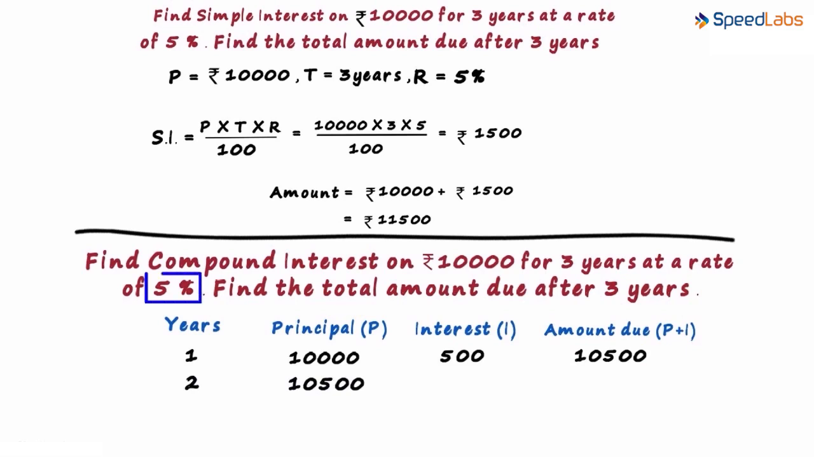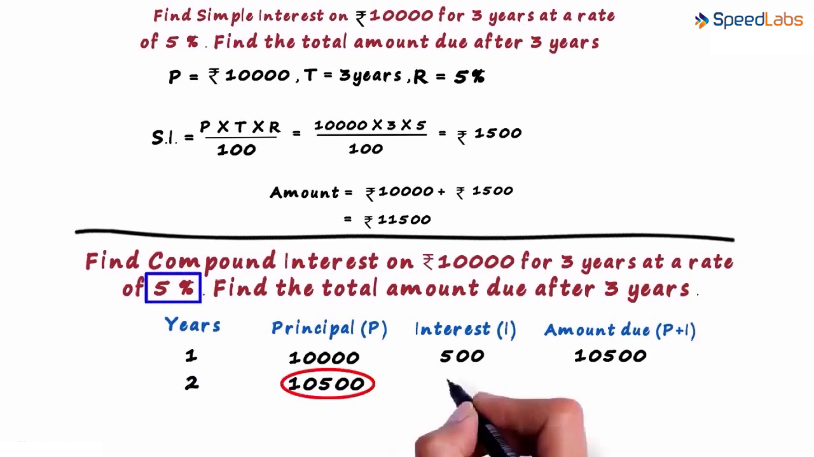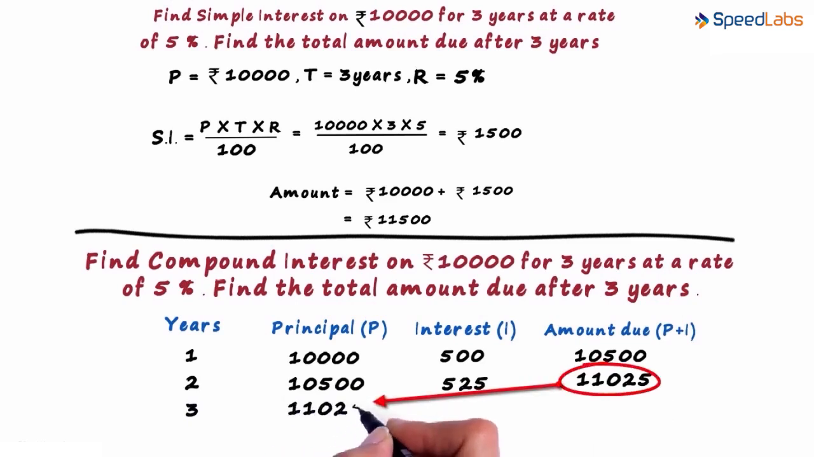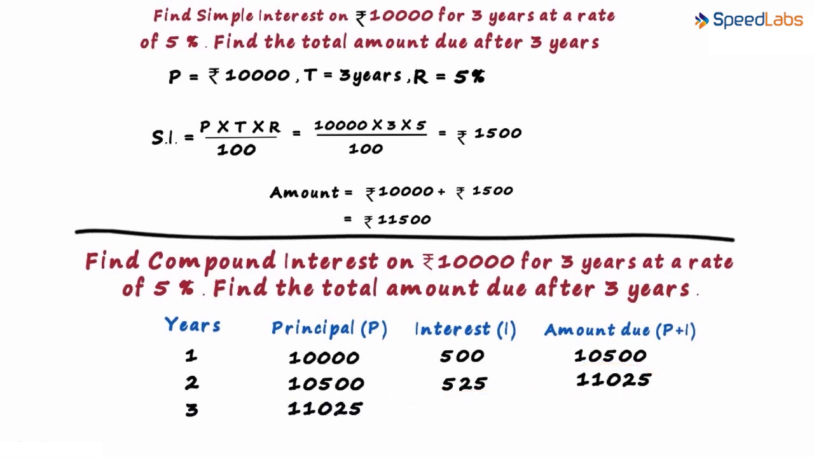And 5% of 10,500 is 525. The amount due after the second year will be this plus this, which equals 11,025. Now we come to the third and the final year. This amount will be the principal for the third year. And the interest for the third year will be 5% of this, which equals 551.25. The amount you will get after the third year will be this plus this.